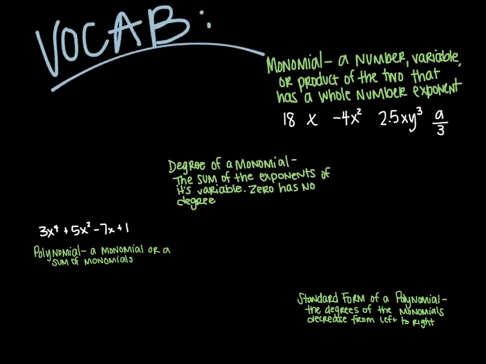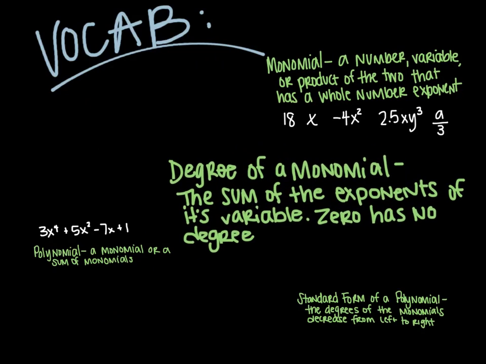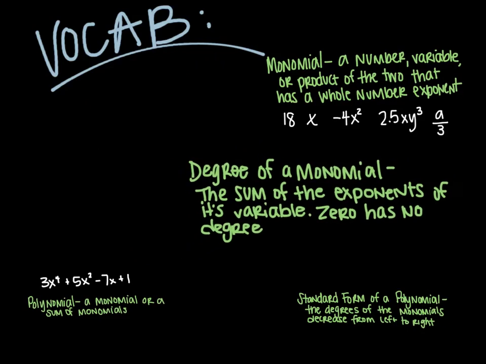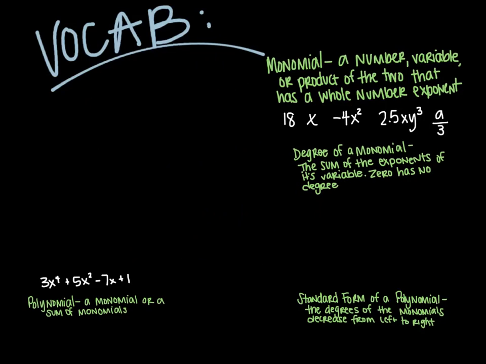Then we have the degree of a monomial, which is the sum of the exponents of its variables. 0 has no degree, which is an important thing to keep in mind. And we'll talk more about that, but just so you know what that word means.